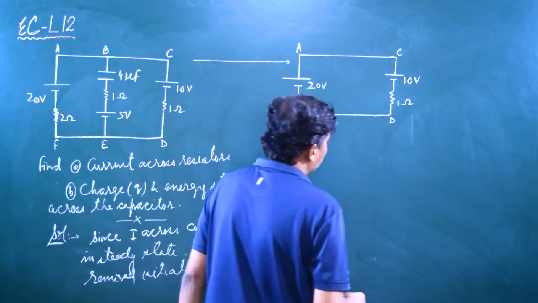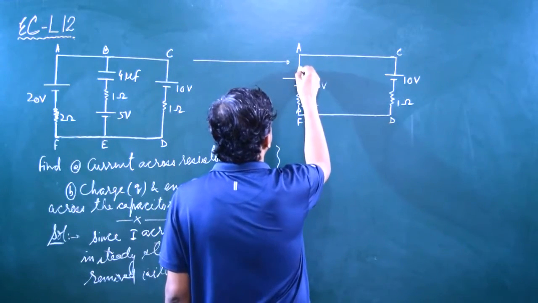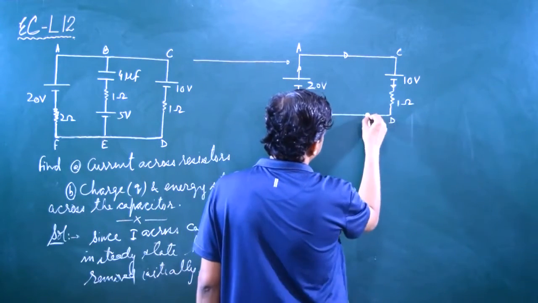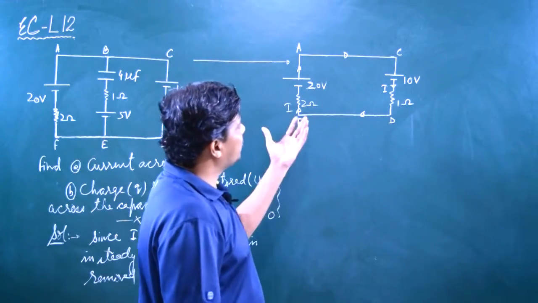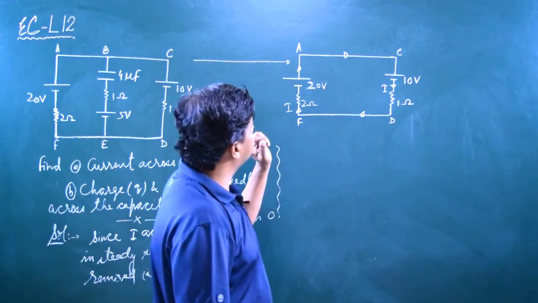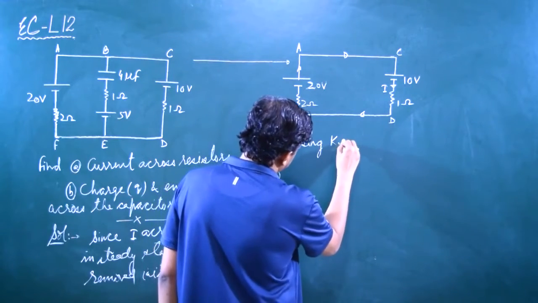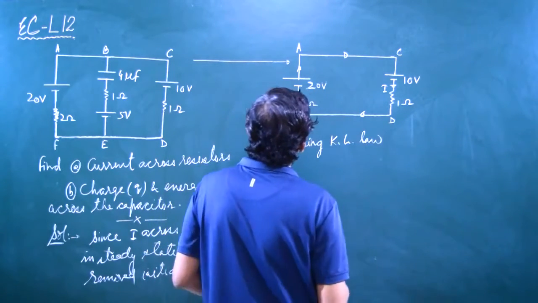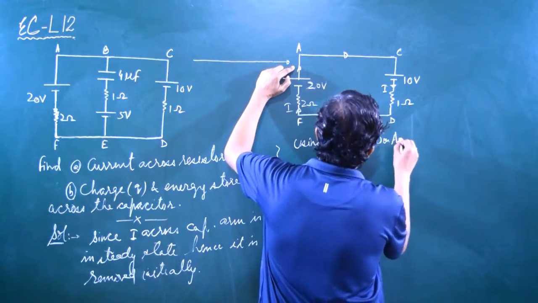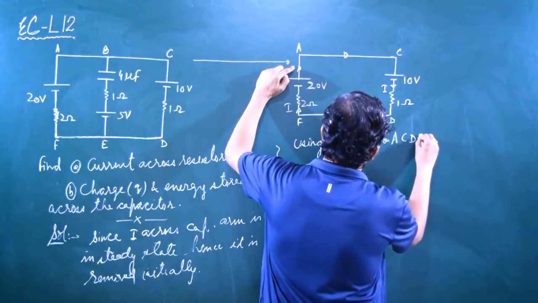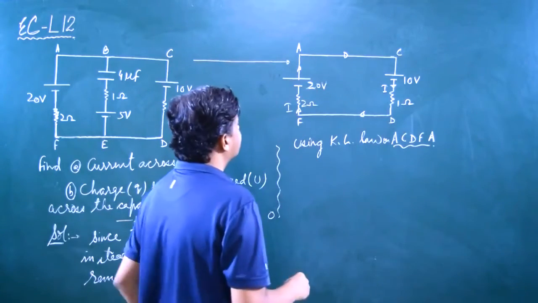Removing this arm, we solve the circuit. Now suppose the current flowing through this circuit is I. Only one loop we have, so the current here is I, here also the current is I. So only one equation we will have, and we will get the result of I. Using Kirchhoff's loop law over the loop A, C, D, F, and again A.